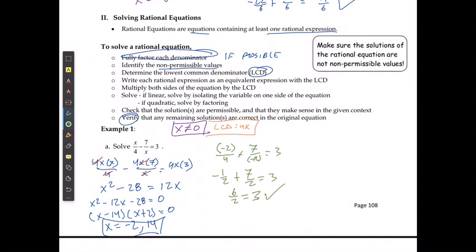In the second case, I can say that 14 over 4 minus 7 over 14 is equal to 3. 14 over 4 can get reduced down to 7 over 2, and 7 over 14 can get reduced down to 1 over 2. 7 over 2 minus 1 over 2 is going to give me 6 over 2, which is still going to equal 3, and both of these cases work.